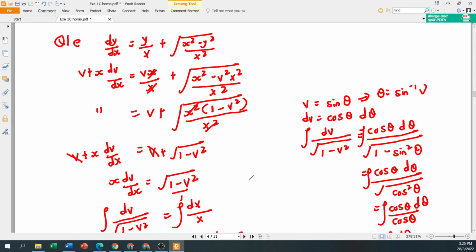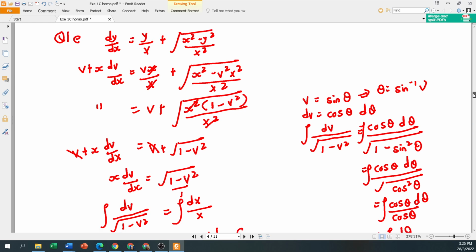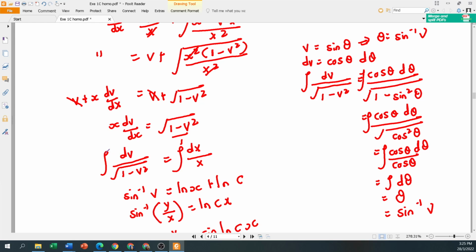And after you simplify, you will get x dv/dx equal to the square root of 1 minus v squared. And then integrate dv over the square root of 1 minus v squared using trigonometric substitution. You get arcsin v. And the right-hand side, you should have no problem to integrate. So this is a trigonometric substitution here.